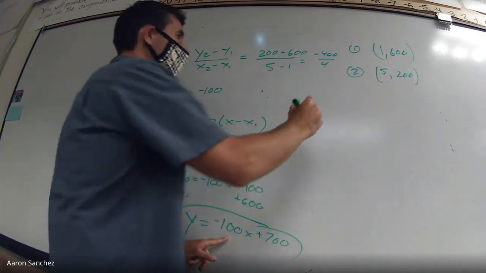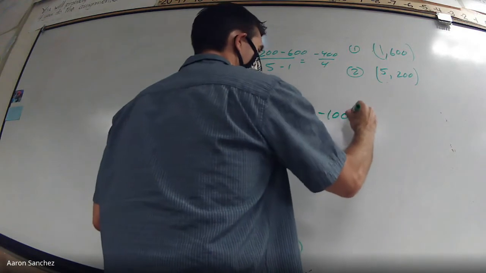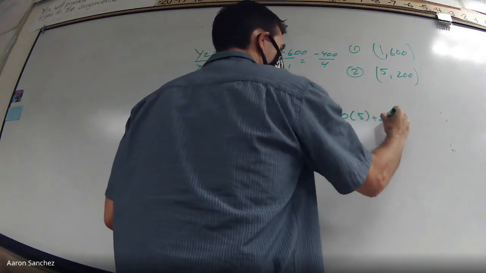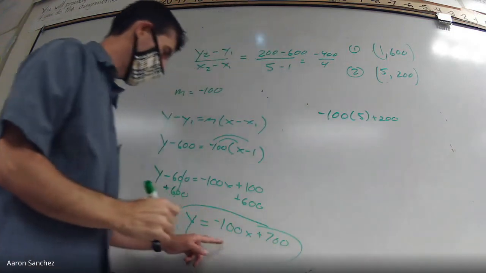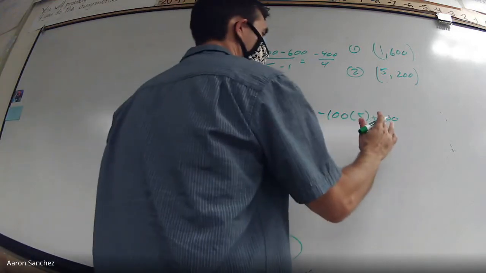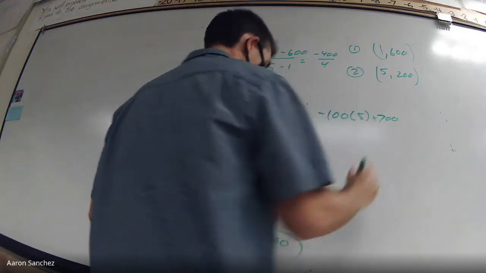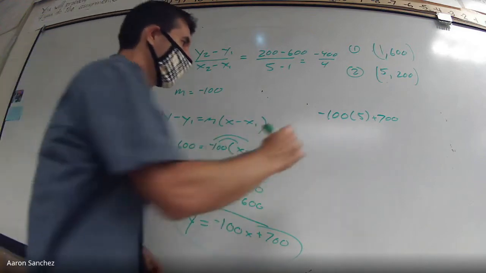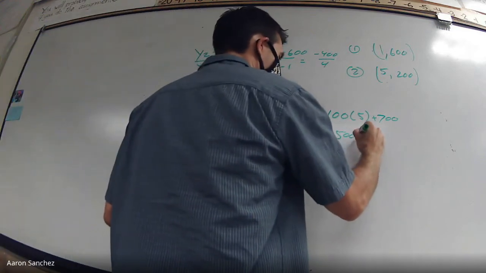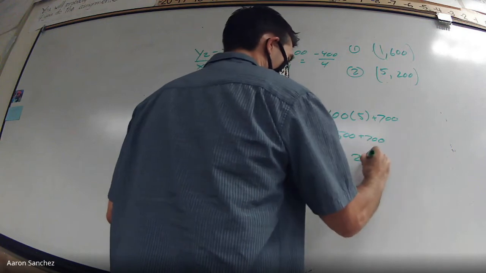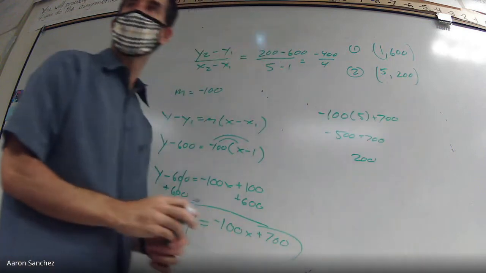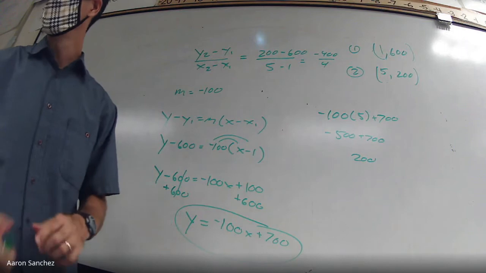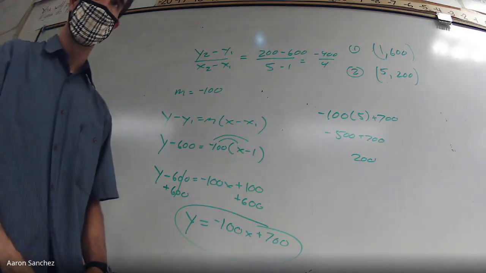Plug this in, see if we get 200, right? Negative 100 times 5 plus 700. I plug that in, right? Negative 100 times 5 is negative 500. Plus 700 is 200. And boom, we know our answer is correct. We good? Can we move on? How many of you got that?